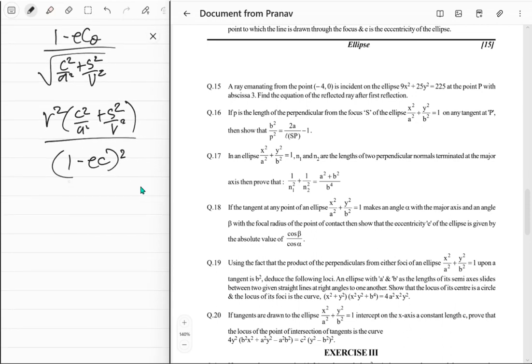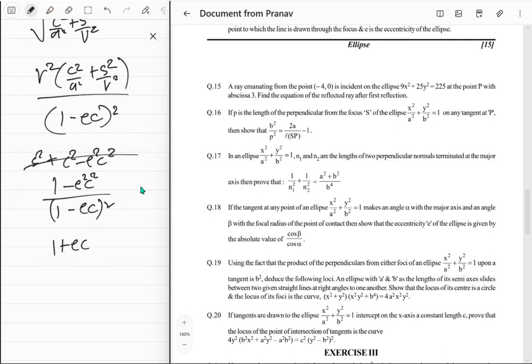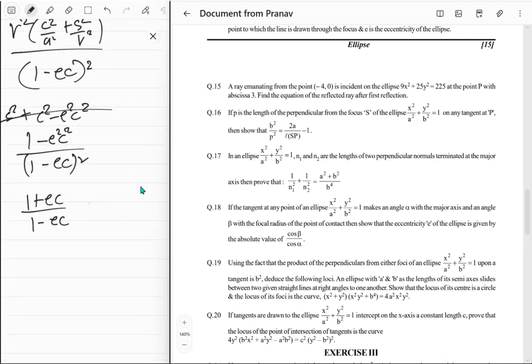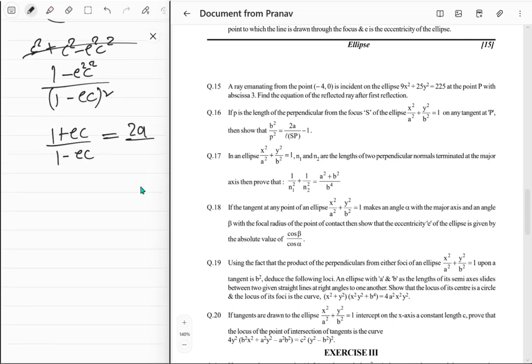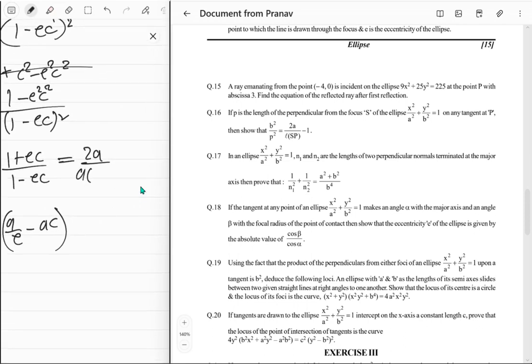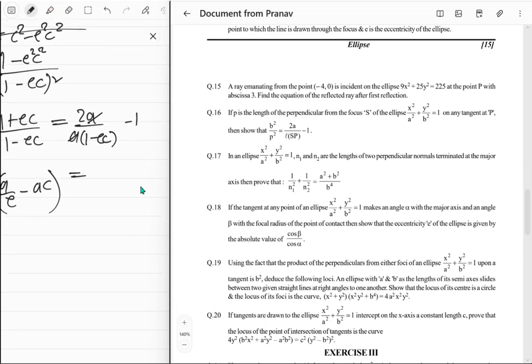Now this thing is s square plus 1 minus e square times c square, which is c square minus e square c square. This cancels, just 1 minus e square c square, and then upon 1 minus ec square. Isn't that just 1 plus ec upon 1 minus ec? And you are saying this is equal to 2a upon, and this length we know, like length sp, that should just be like a upon e minus ac, and that times of e, right? So this would just be a times of 1 minus ec. This cancels, right? And then that minus 1, which is of course like that cancels, just 1 plus ec, and that upon 1 minus ec. That's it.